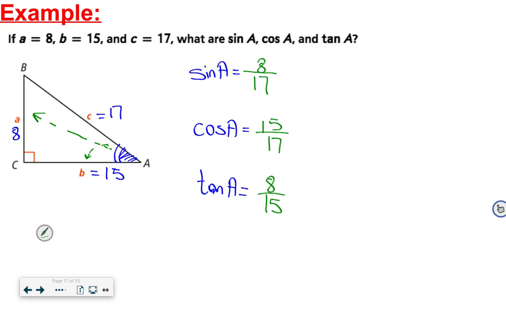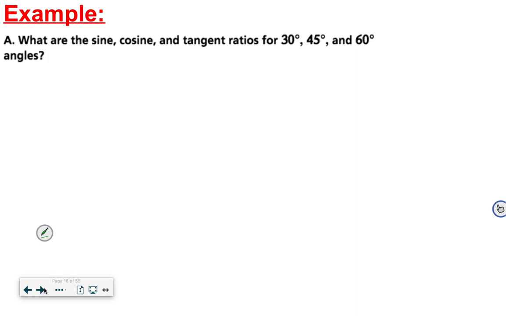The next slide, which is the last slide, we are going to find the trigonometric ratios for 30-degree, 45-degree, and 60-degree angles. Remember that, ladies and gentlemen, 30, 60, 90, and 45, 45, 90, there are two important special triangles. I am going to start first with 45, 45, 90, and then I am going to prove 30, 60, 90. Let's get started.